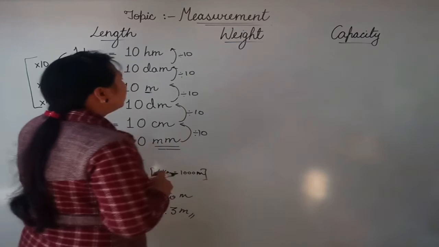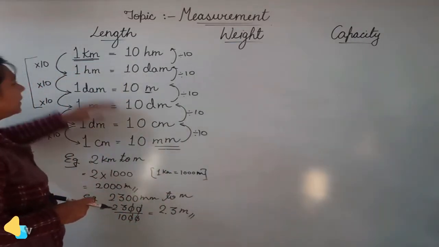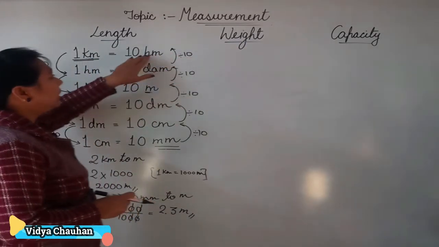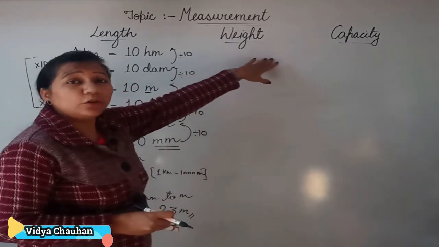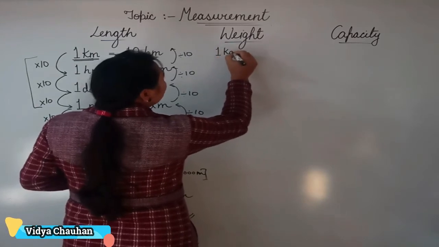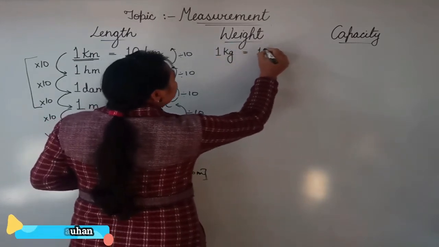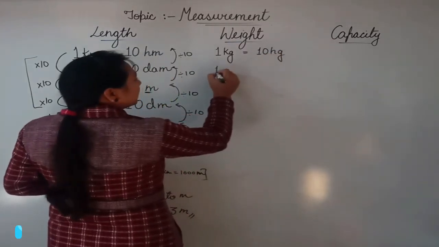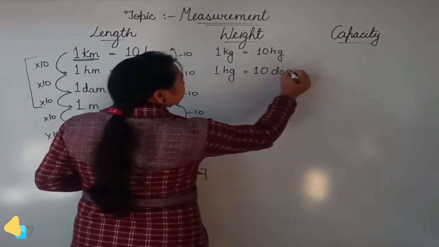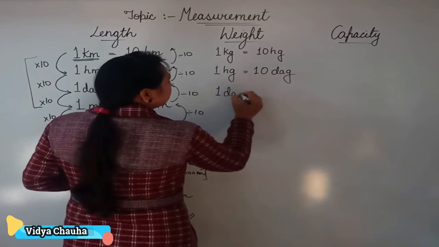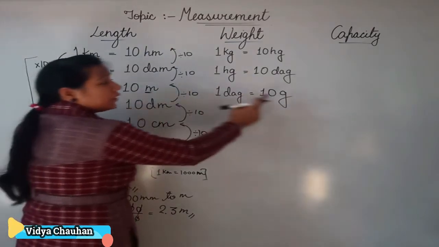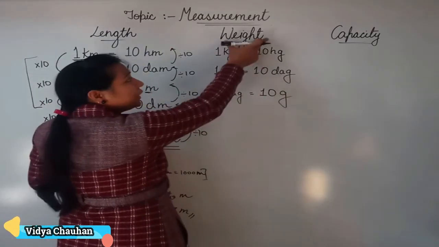So in that case, the terms will be almost the same, right? So here it was kilometer, now it will become kilogram. Here it is hectometer, now it will become hectogram, right? So let's write the conversion unit. 1 kg or kilogram is equal to 10 hectogram. Similarly, 1 hectogram is equal to 10 decagram. 1 decagram is equal to 10 gram. Now here it was meter, now it becomes gram in terms of weight.